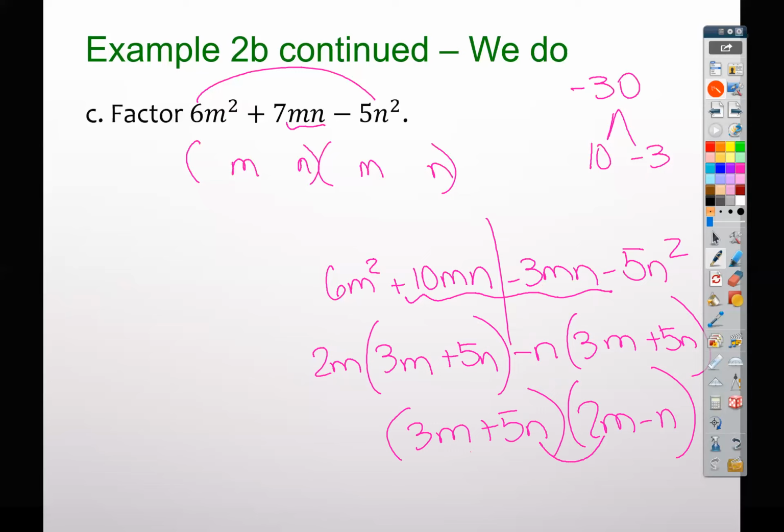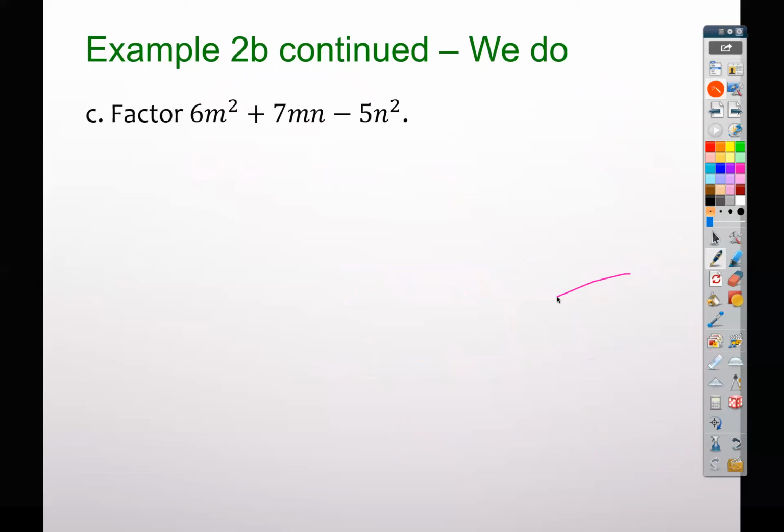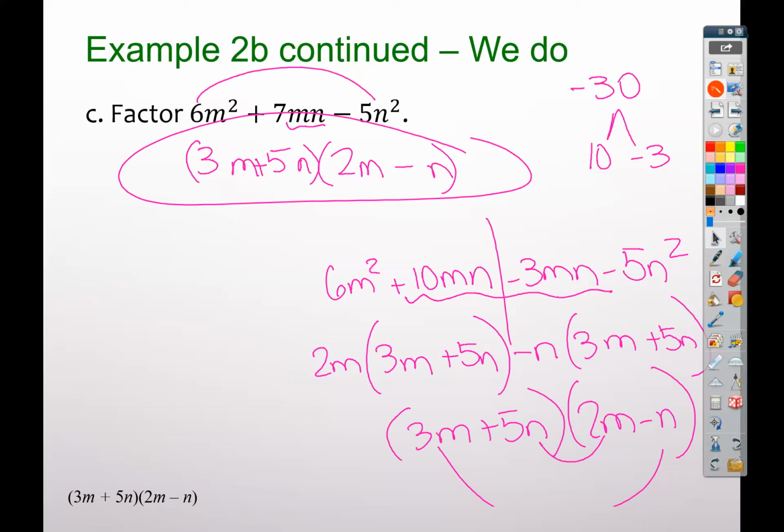So this would give us a positive 10 and a negative 3, which is a positive 7. So 3m plus 5n and 2m minus n. Either way you do it, you can get it. And that's the correct answer. So either way you feel more comfortable, go for it.